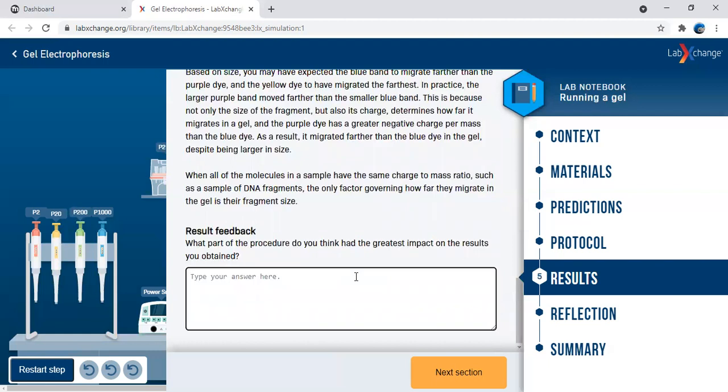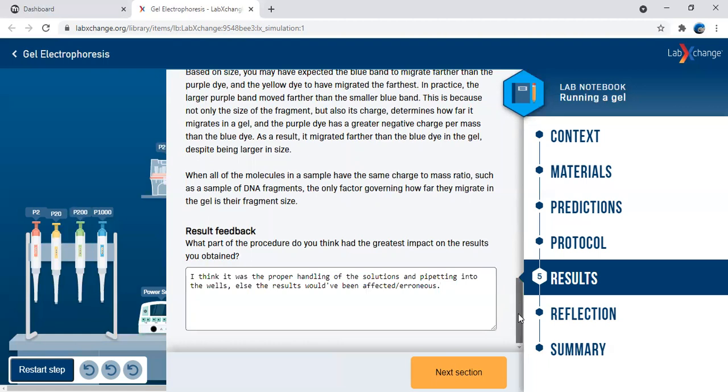What part of the procedure do you think had the greatest impact on the results you obtained? I think it was the proper handling of the solutions and pipetting into the wells, or else the results would have been affected or erroneous. That's the part I think had the greatest impact on the results.